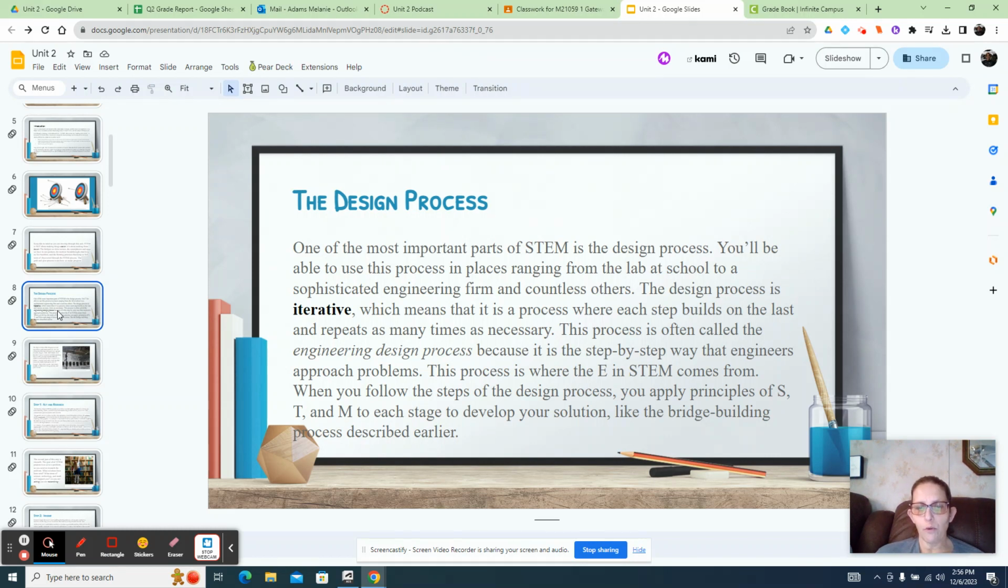It's repetitive. Sometimes you miss a step. Sometimes you have to go back a couple of steps, depending on where you are in the process. So you have to do what you need to do to get the job done, but you have to do it proficiently. Okay.